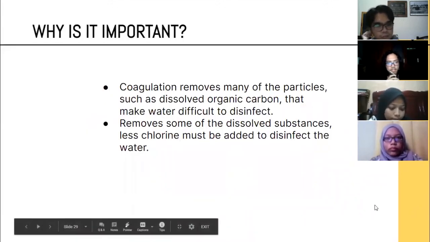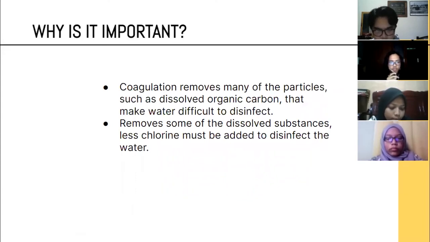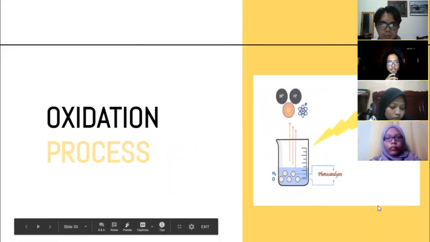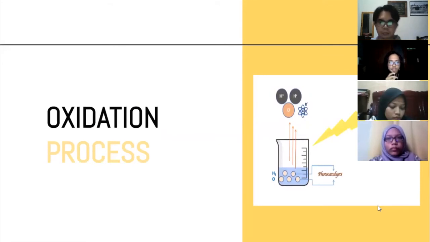So next, why is the coagulation process important? Coagulation removes many of the particles, such as dissolved organic carbon, that make the water difficult to disinfect. Thus, it is able to remove some of the dissolved substances, so less chlorine must be added to disinfect the water. And the next is the oxidation process.